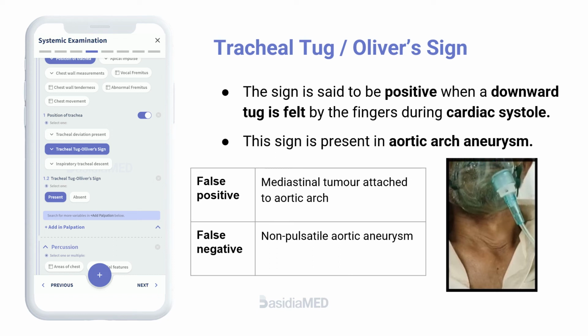False positive sign may be due to mediastinal tumor attached to aortic arch. False negative sign may be due to non-pulsatile aortic aneurysm when thrombosed.